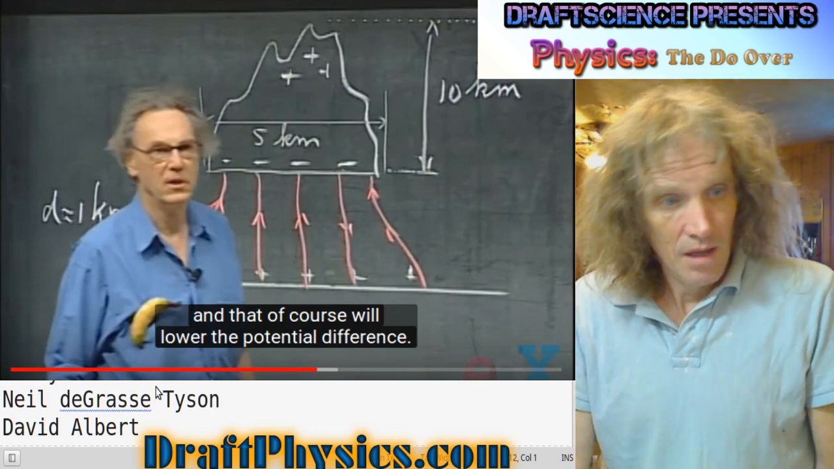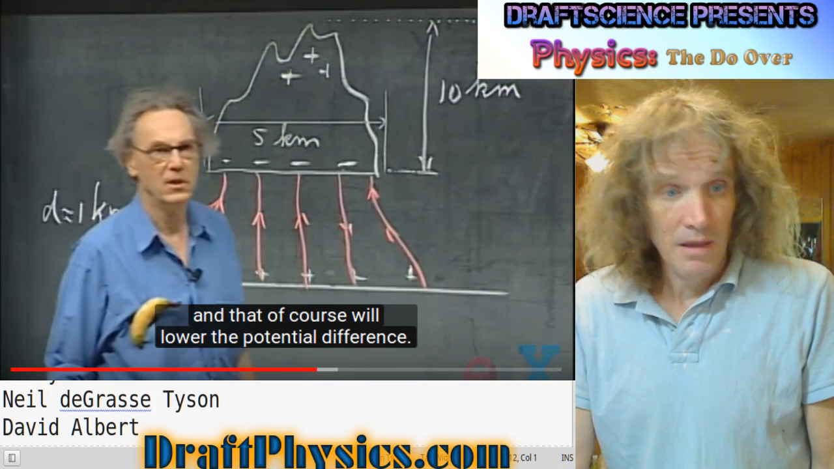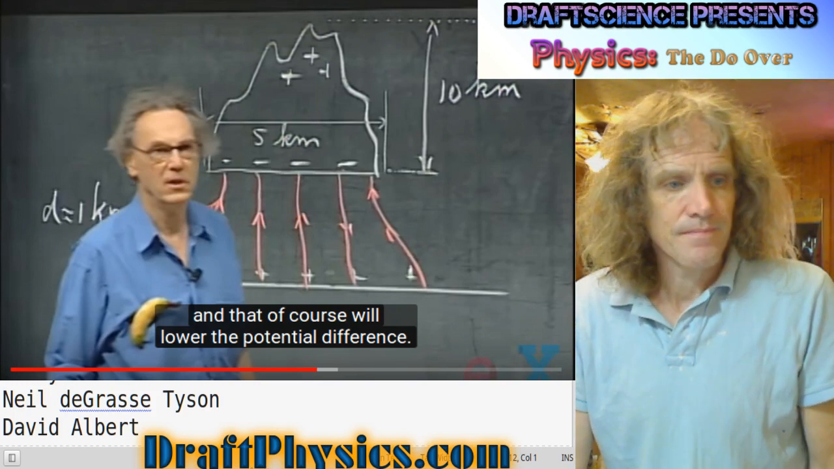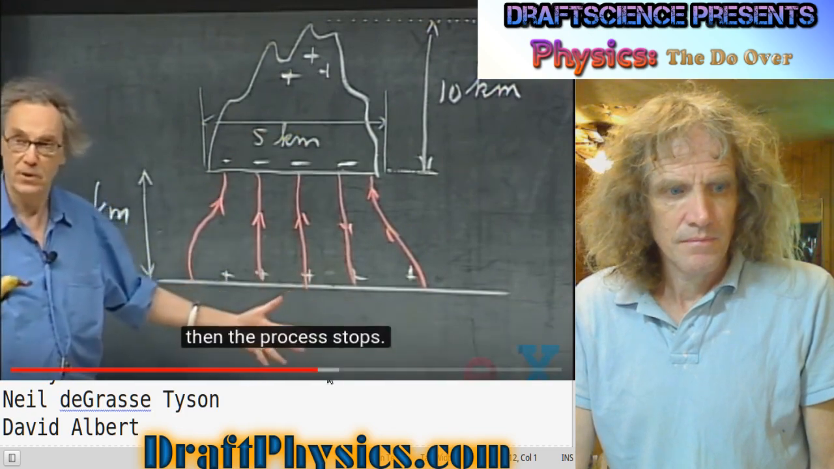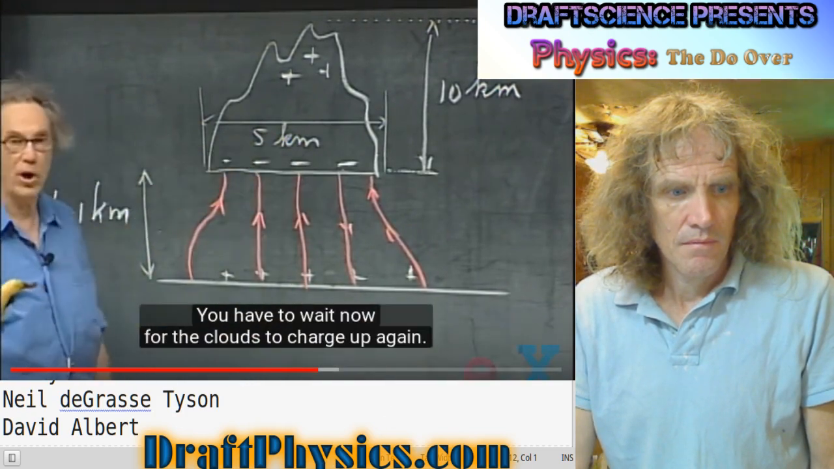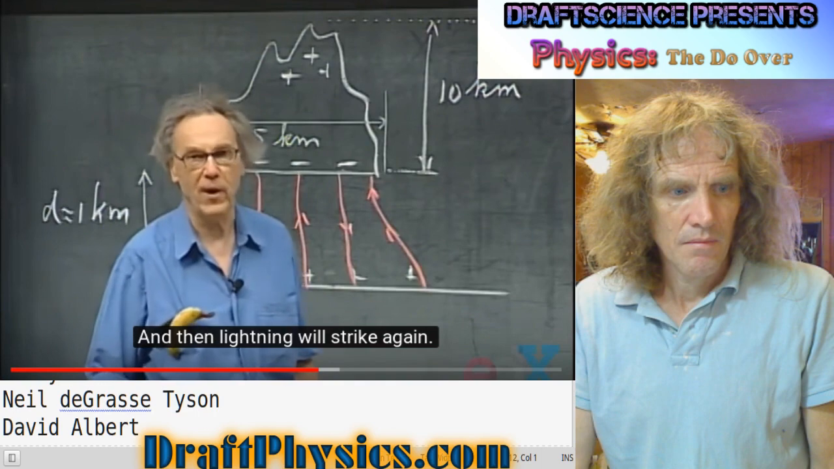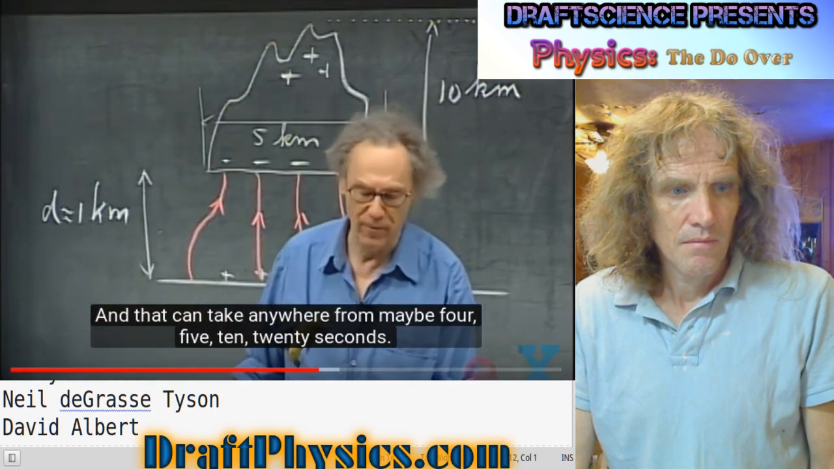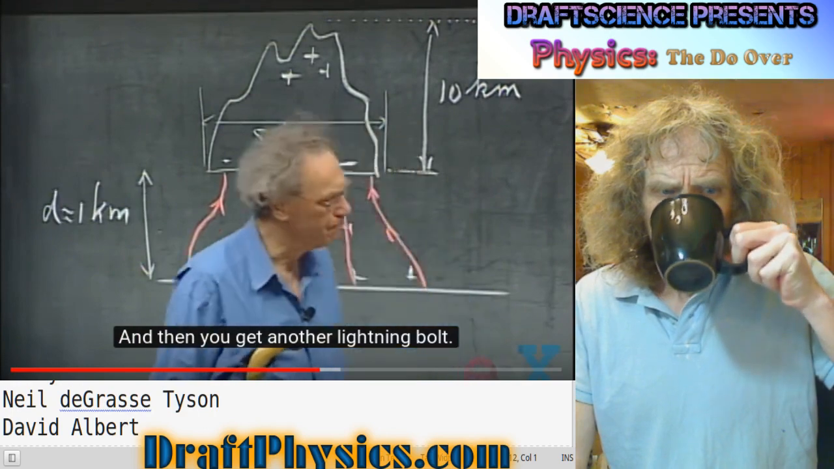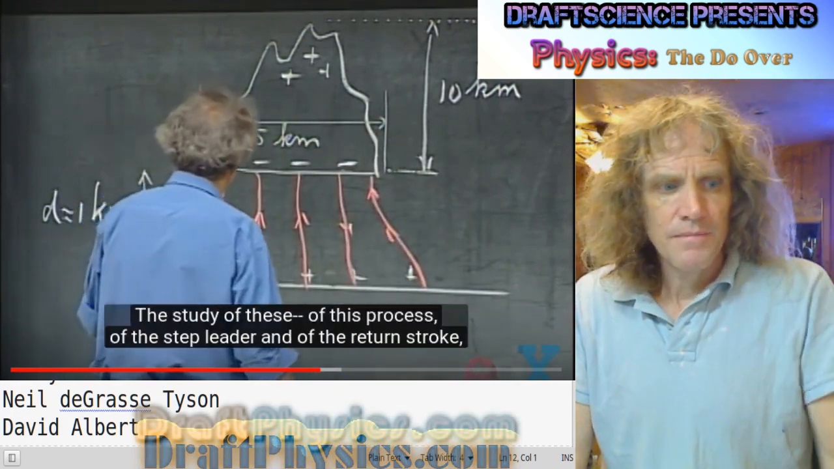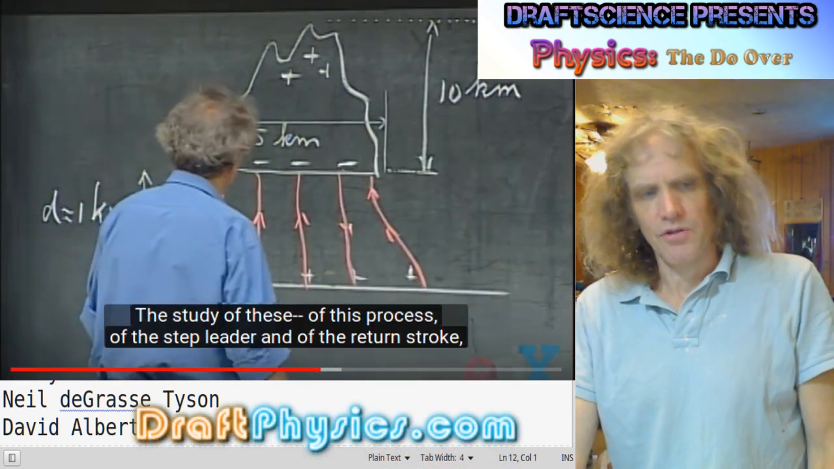Lecture 6. And we're talking about lightning and such. If the potential difference becomes too low, then the process stops. You have to wait now for the cloud to charge up again, and then lightning will strike again. That can take anywhere from maybe 4, 5, 10, 20 seconds. And then you get another lightning bolt, probably in a different location.